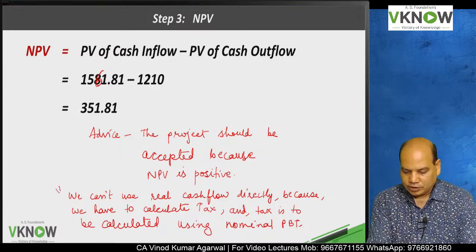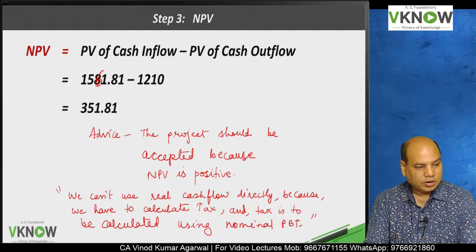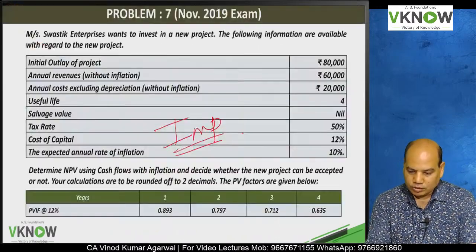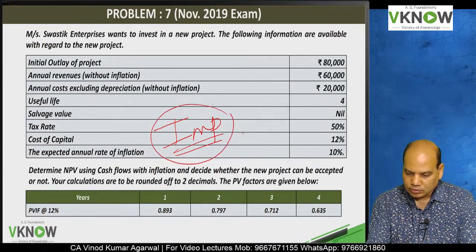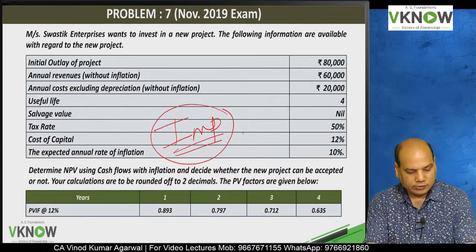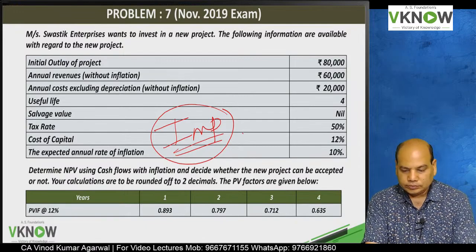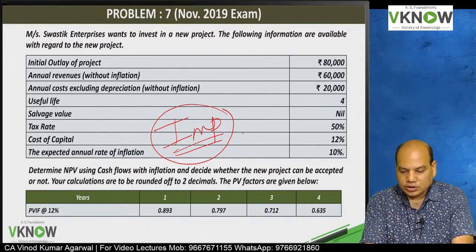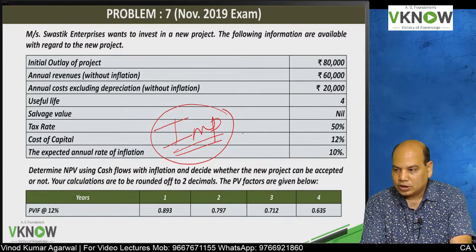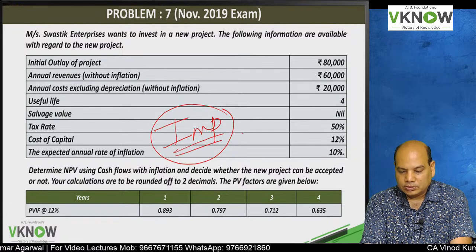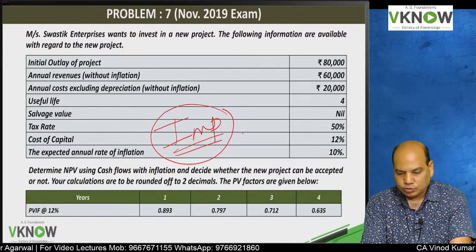In case if you are interested, you can copy this note, otherwise not required. I'll go to next question. Important question, because it is from your exam only, institute exam only. Mr. Swastik Enterprise wants to invest in a new project. The following information are available with regard to the new project.